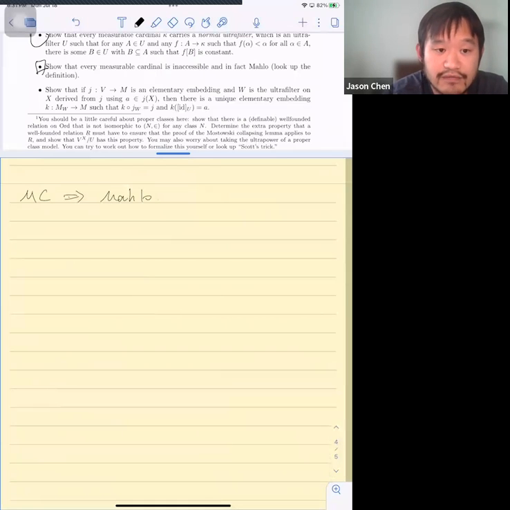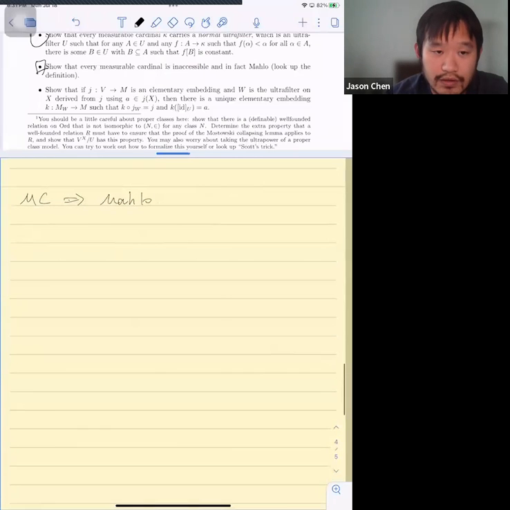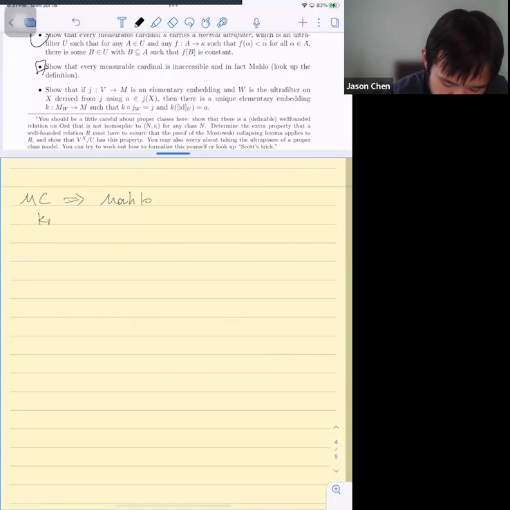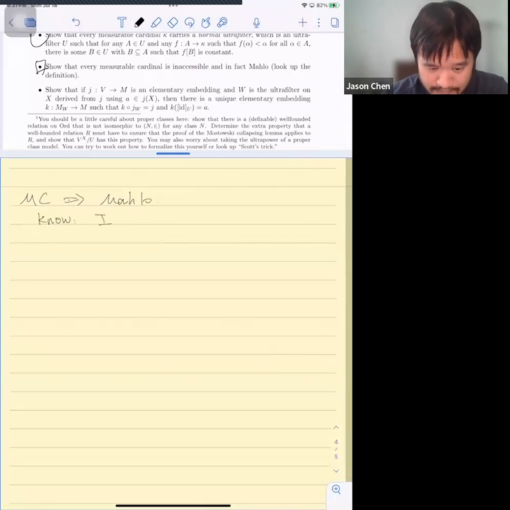This is also not very difficult. It's also a kind of reflection argument. I just want to show that every club in kappa is going to have some inaccessible cardinal in it. We know already from yesterday that the set of inaccessibles below kappa, let me write I, is a measure 1 set.